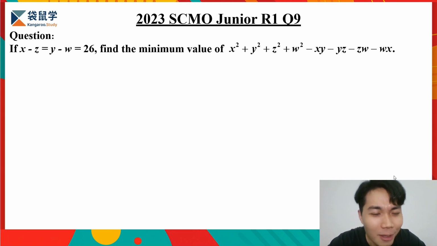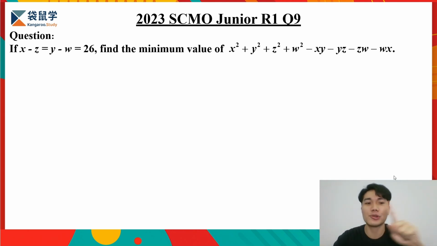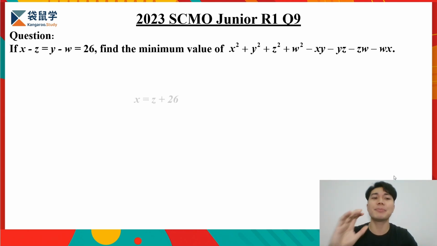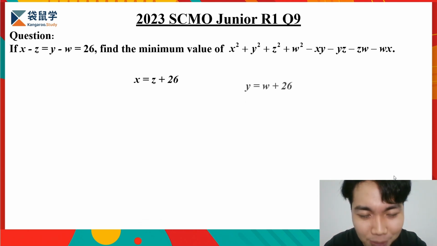So for this question, what's the first thing we should do when there's many variables? Yes, remember, we want to try and substitute. So we can represent, let's say for example, X and Y in terms of something else. So X, what do we do? X is the same as Z plus 26, yes. And then how about Y? Y will be W plus 26.